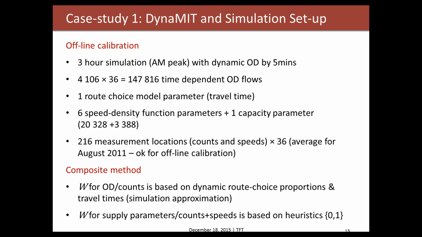In the composite method that we used, we estimated the weight for the relationship between OD and counts from a simulation approximation. We got it directly from DynaMIT, and at each iteration we updated the weights. For the supply parameters, for both counts and speeds, the weights were based on heuristics. So here, the value of the weight between the parameters of a specific segment and the counts collected in that segment is 1, and for all the rest is 0. So that was the assumption.